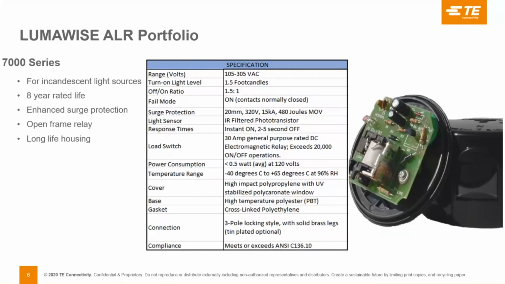Next preferred product is our 7000 series. It is designed for incandescent light sources. It has an 8-year rated life, an enhanced surge protection circuit. It also utilizes an open frame relay, and it also has a long life housing. Some key specs are listed to the right for your review.